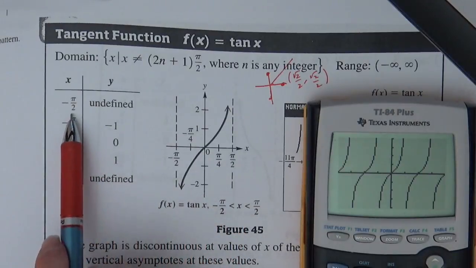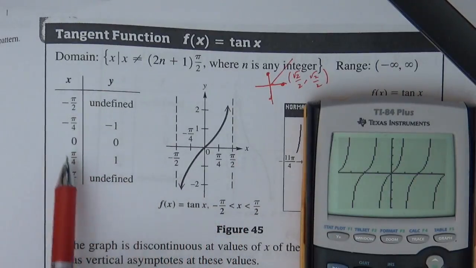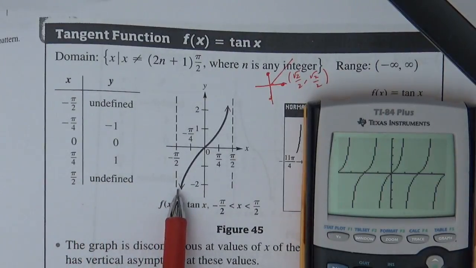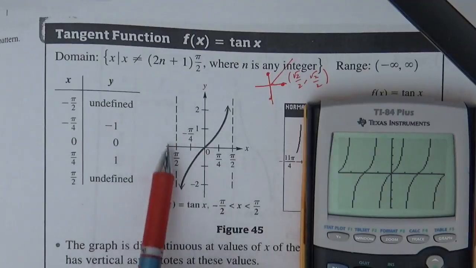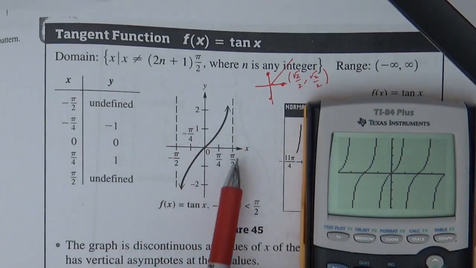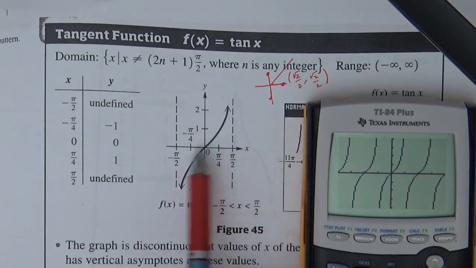Remember those undefined values that came from negative pi over 2 and positive pi over 2 on the x-axis. They give us our vertical asymptotes. We have a vertical asymptote when x is equal to negative pi over 2, and we have a vertical asymptote when x is equal to positive pi over 2. That's because the function does not take on any values at those two values of x.